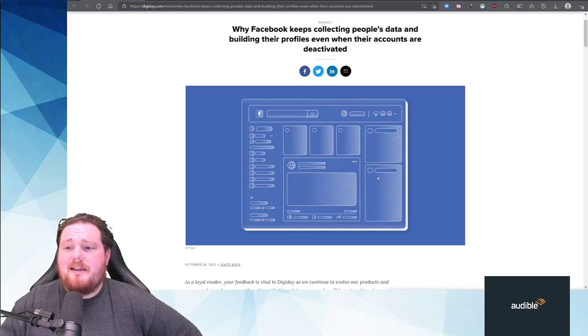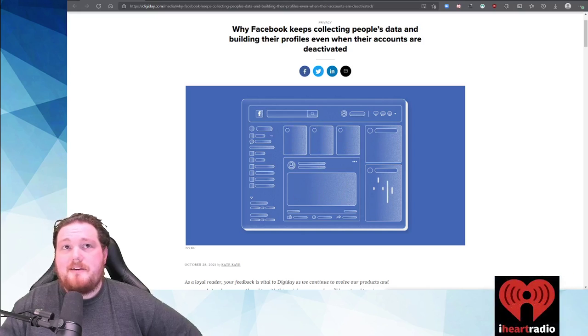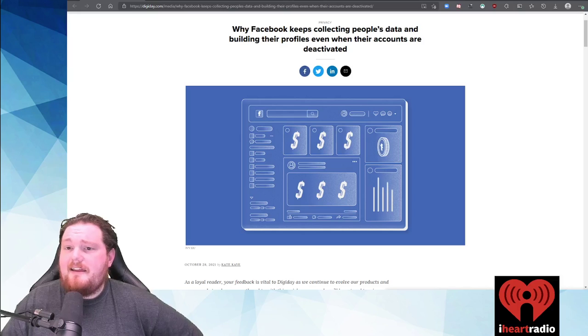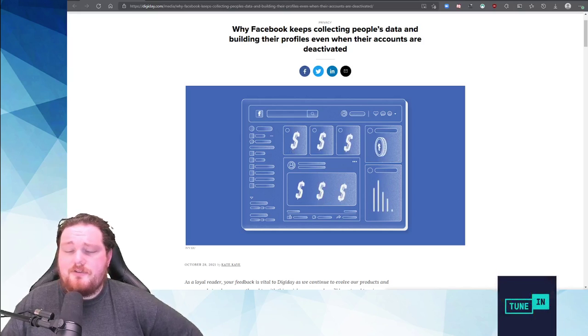So I think this is a big part that people don't truly understand about Facebook, is that Facebook buys data. They don't just sell it. They don't just sell it to advertisers for money.